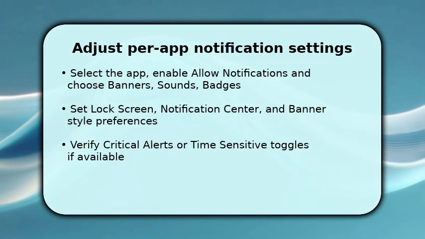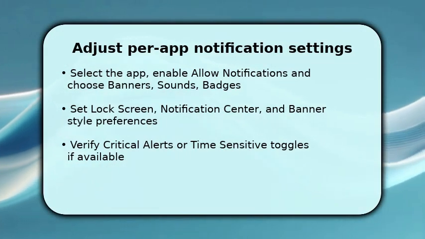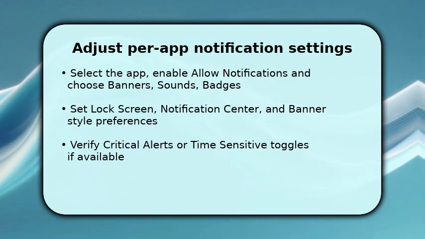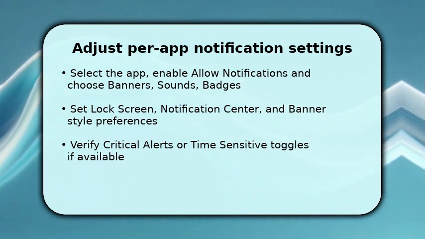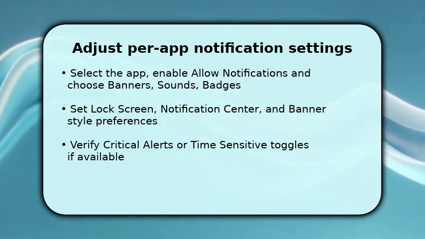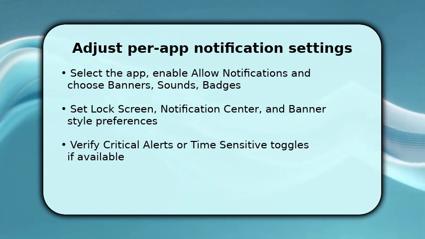Now pick the specific app that's not notifying you and enable Allow Notifications if it's off. You should choose Lock Screen, Notification Center, and Banners so alerts appear where you expect them, and select a banner style, temporary or persistent, based on urgency.